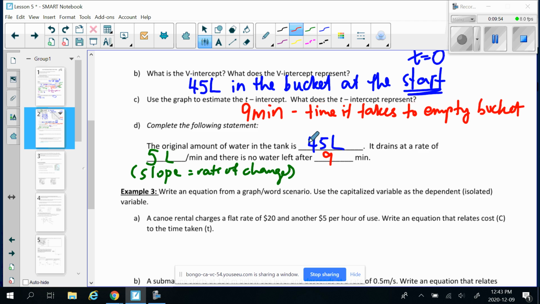So the v-intercept is the blue, the t-intercept is the 9, and the slope is the green, and they are all important. Do not mix them up. Okay.